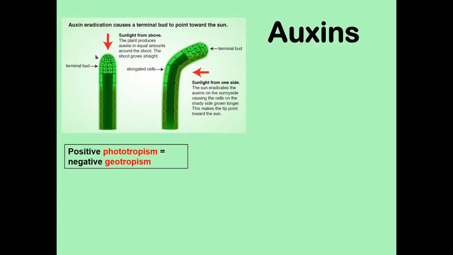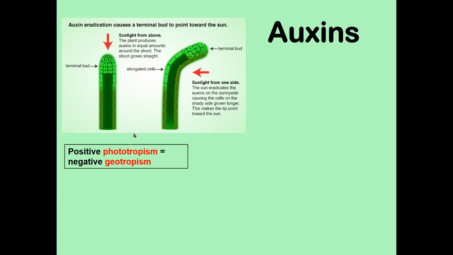Now the terminal or apical bud up here, if the light is all around, it will just go straight up. But if the light comes from one side, the cells away from the light will elongate, become longer than on this side. And so it bends towards the light so you can photosynthesize. So it seems that the light actually affects the oxygen here. So it prevents the extension of the cells, the elongation.